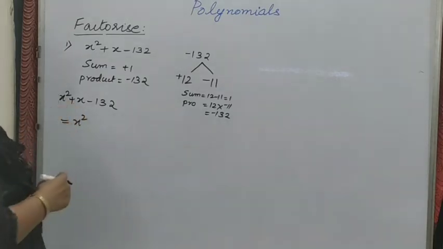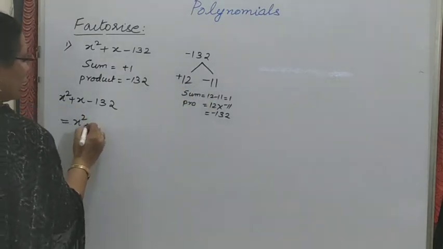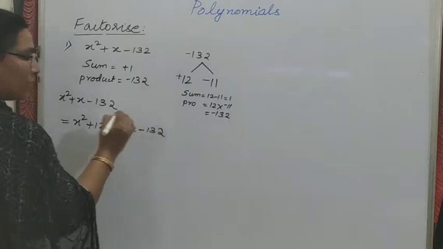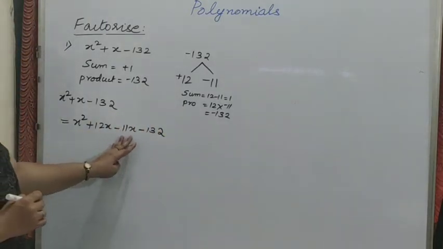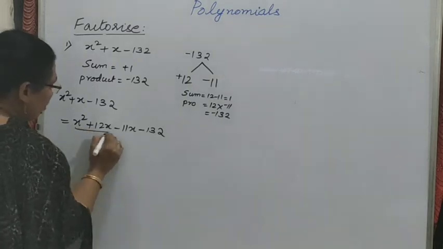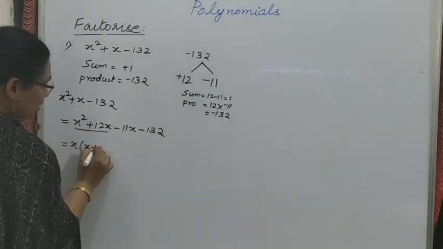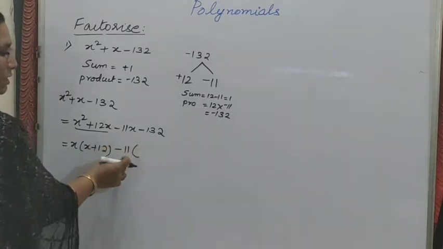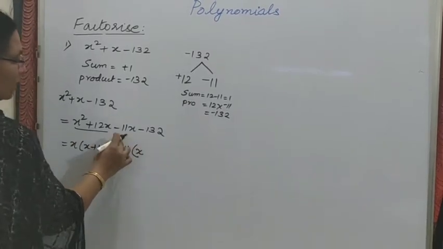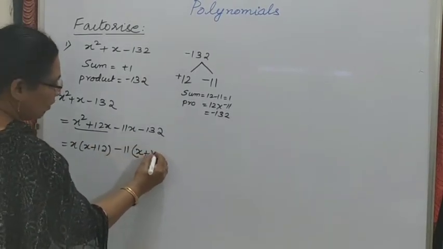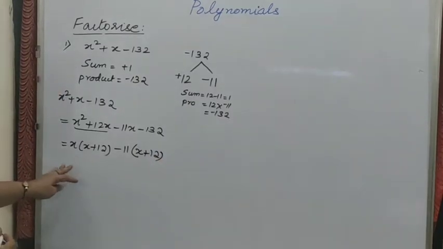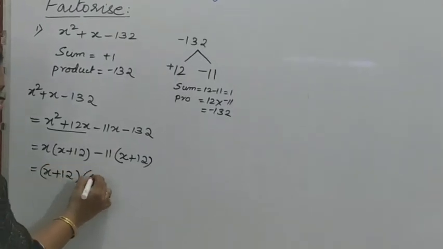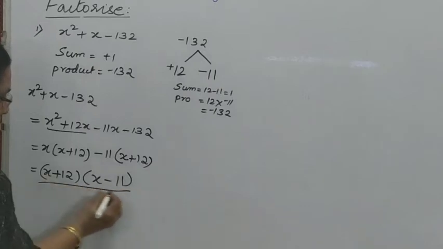What is to be changed? Plus x is to be written in terms of these two factors. So plus 12x minus 11x minus 132. So what we have written: x square plus 12x minus 11x minus 132. Now what is common here? X. X into x plus 12. Now minus 11 we take common here, since minus is there in both the terms. What is remaining here? X plus 12. Now which is the common factor from these terms? X plus 12. So we take x plus 12 common, then the remaining terms are x minus 11.